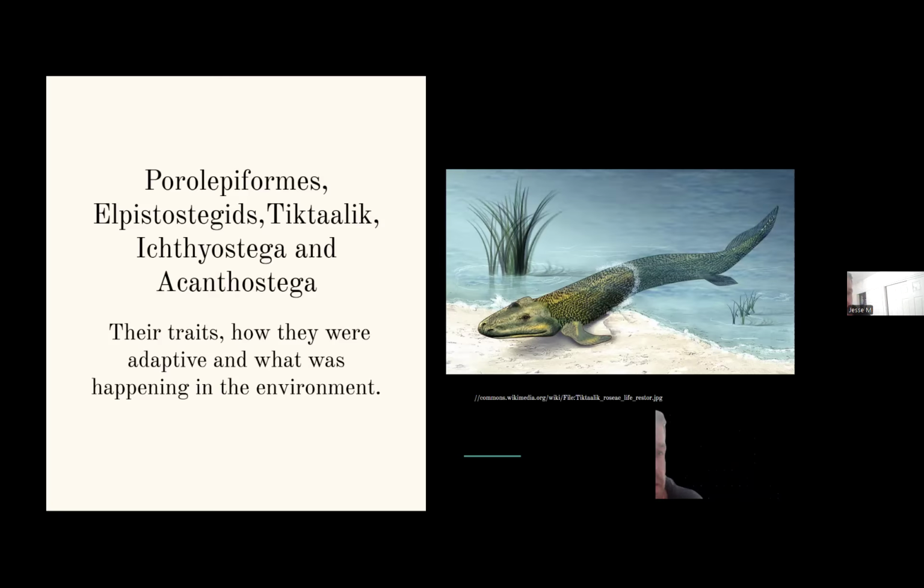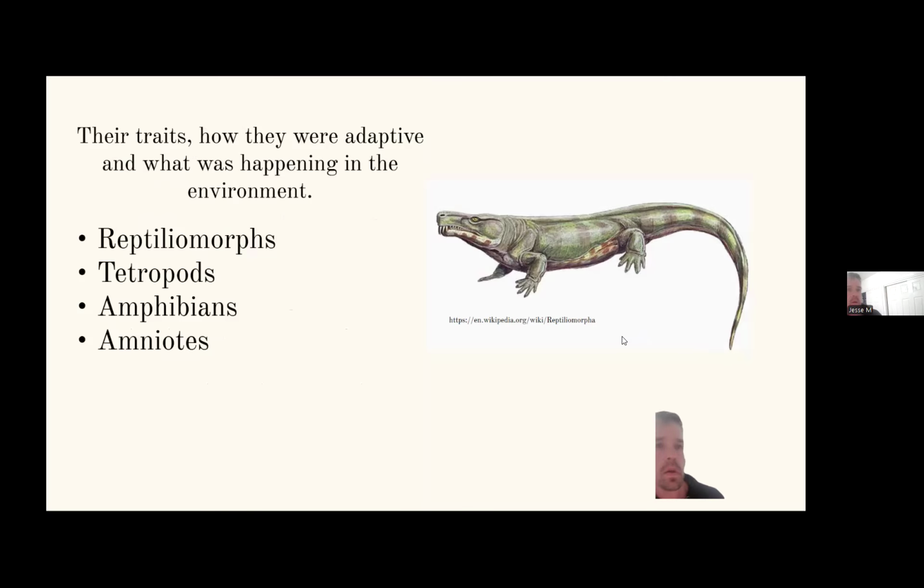Okay, moving on to the next slide here. So here, we're going to continue to talk about the traits, how they were adapted, and what is happening in the environment. Again, this is the key why as to what's going on here. You can see a picture of a reptiliomorph. So that's an amphibian. I'll get into that a little bit more, but I'm going to touch on the others before I jump into that too much.